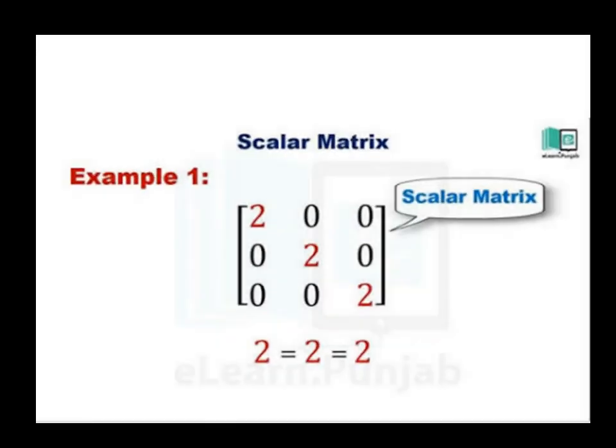Now we will discuss scalar matrix. A diagonal matrix is called a scalar matrix if all the entries on the diagonal place are the same. For example, in this matrix, diagonal places have the same number 2. So this is called a scalar matrix. This number may be 3, this number may be 4, but the condition is that all the numbers on diagonal places must be the same. If the diagonal places have the same number in a matrix and all other entries are 0, then this is called a scalar matrix.